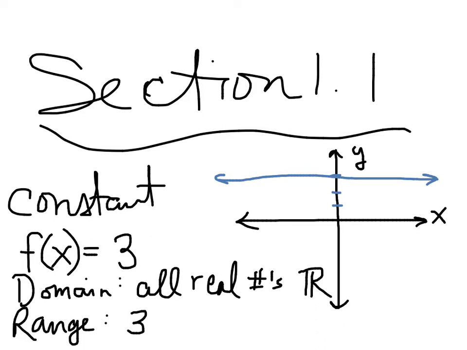This is the first family. If you ever see a horizontal line, the family is constant, and then you can fill out the rest from there. If I switch that up and make it a 5 or a -4, it's in the same family. It's still a constant. It's just that now the range changes. Everybody okay with constant? Then the second family is linear.